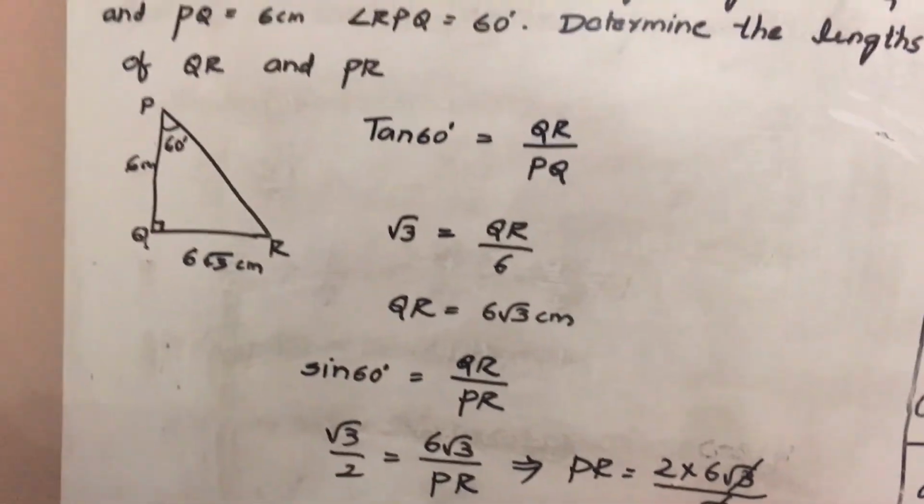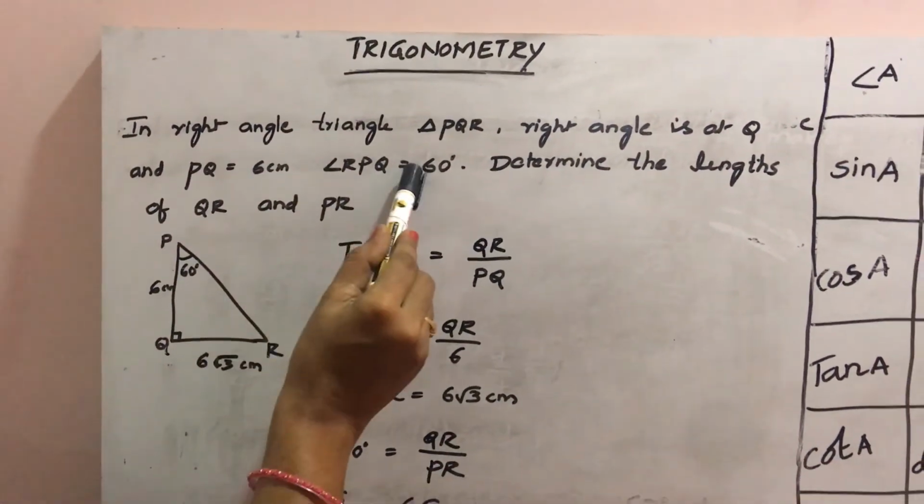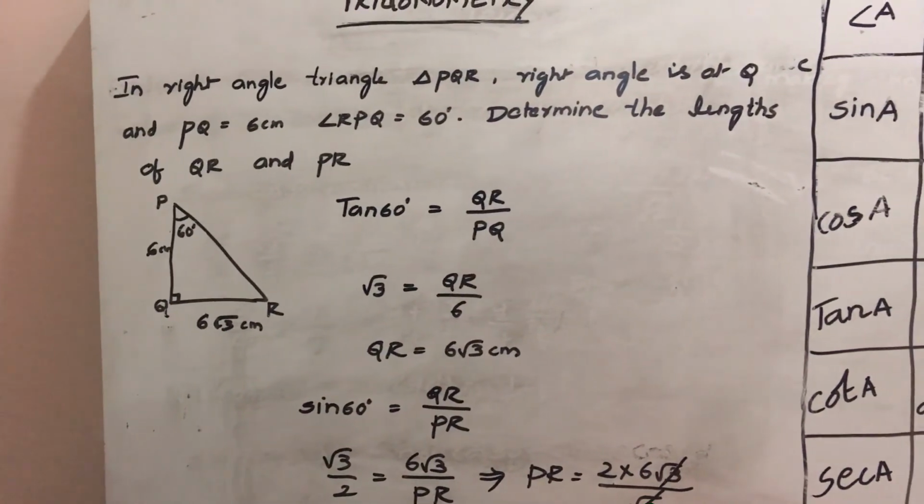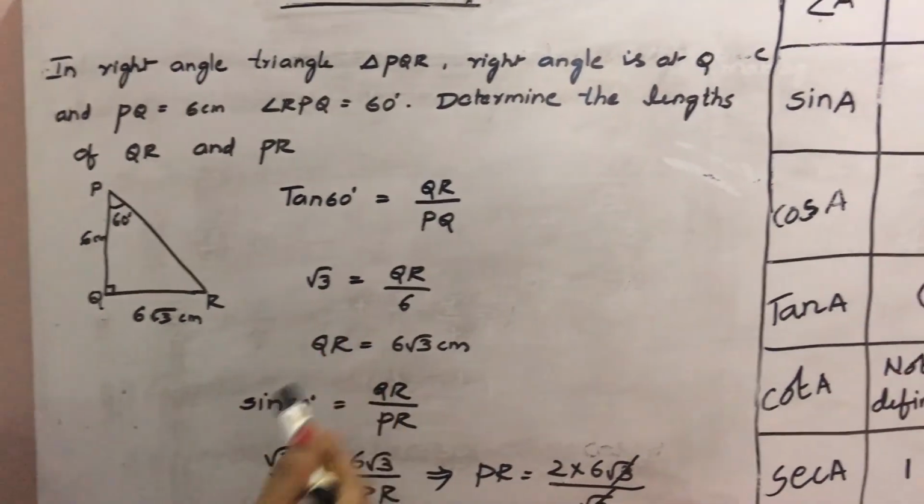In this way, if one angle and one side is given, the other two sides we can easily find out using the trigonometrical ratios.